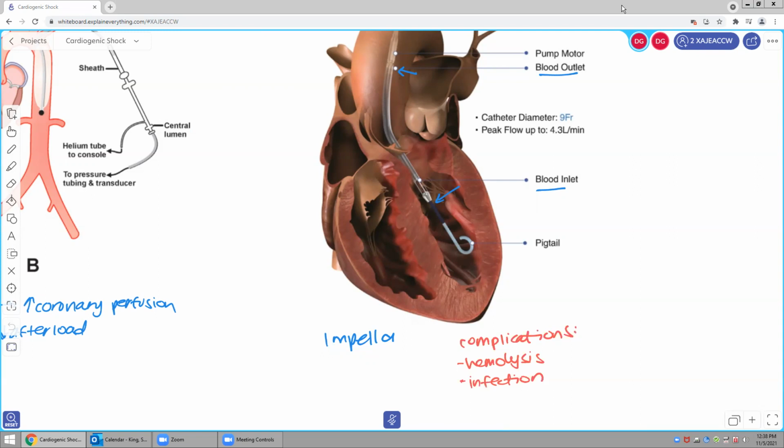It doesn't necessarily augment coronary perfusion as much. And you're getting more forward flow, more cardiac output, so you do get better coronary perfusion than you would without an Impeller.